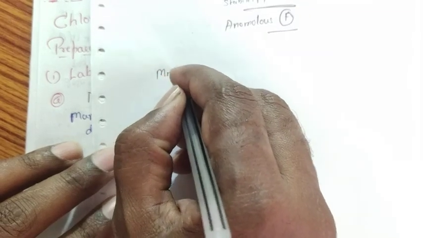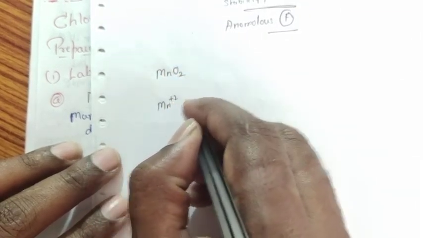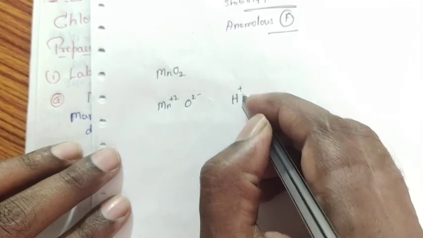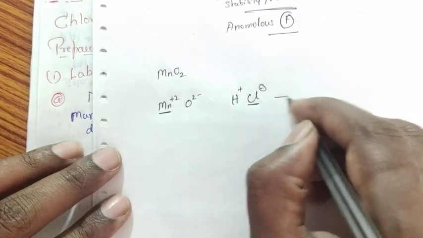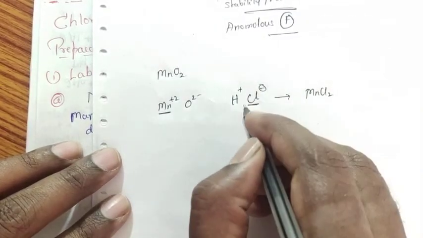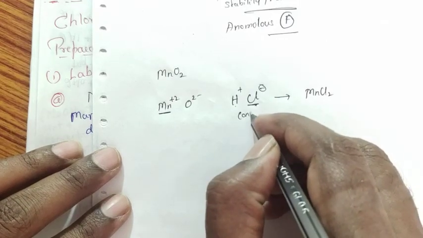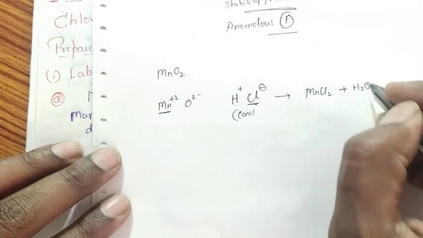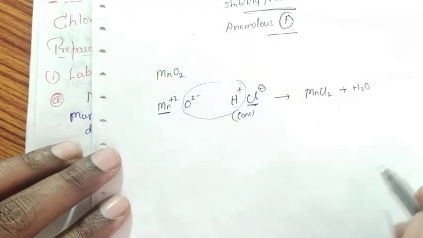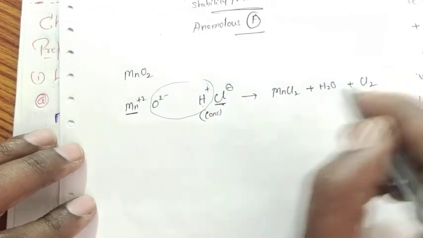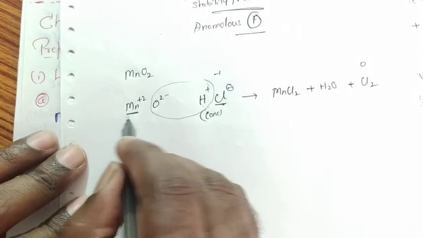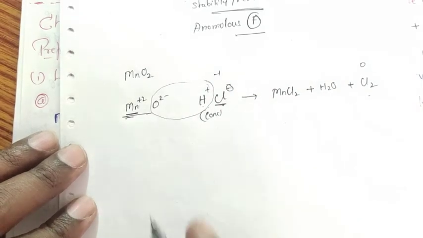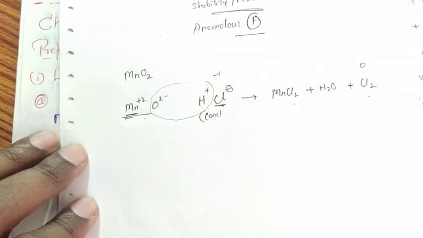How does the reaction take place? Manganese dioxide, MnO2, can be written as Mn2+, O2-, and HCl as H+ and Cl- ions. Manganese combines with chlorine to form manganese chloride, MnCl2. Since concentrated hydrochloric acid acts as a dehydrating agent, it liberates water molecules from H+ and O2-. And we are preparing chlorine gas, which is released from HCl. So -1 gets converted into 0, meaning HCl undergoes oxidation in presence of manganese dioxide to form chlorine, whereas manganese dioxide undergoes reduction to form manganese chloride.